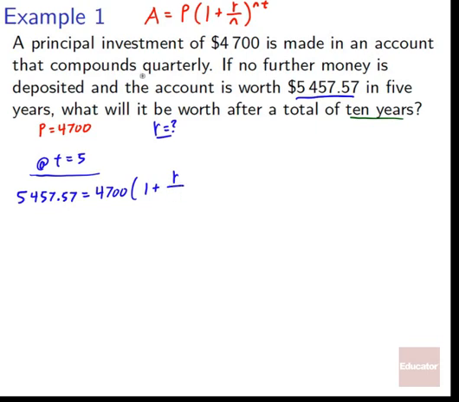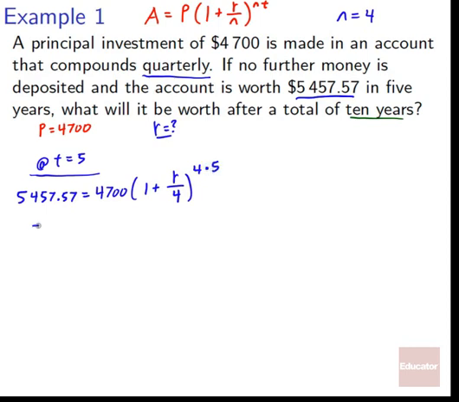Our n is quarterly, so that is an n of 4, because it happens 4 times in a year, in each of the 4 quarters of the year. So 1 plus r over 4 raised to the 4 times t. Do we know what t is in this case? We do know what t is, otherwise we'd have 2 unknowns to solve in one equation. It's 5, because we're looking at the 5-year mark.